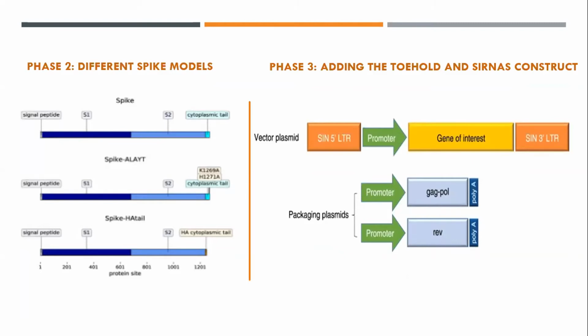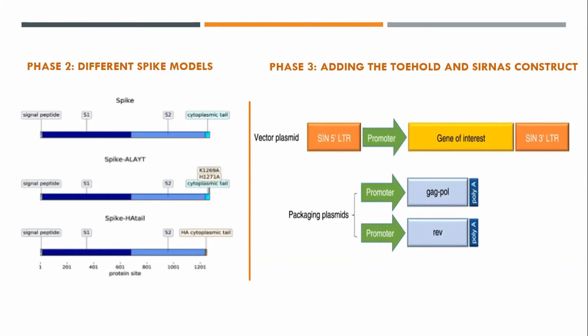The reason that we have these mutations is to make it better for plasma membrane expression, because it will lack the endoplasmic reticulum retention signal. And also we will have a third one, which is spike HA tail, and it replaces the cytoplasmic tail of the coronavirus with the one from influenza, to test if it will be better in pseudotyping, because in the literature it was more efficient in pseudotyping.